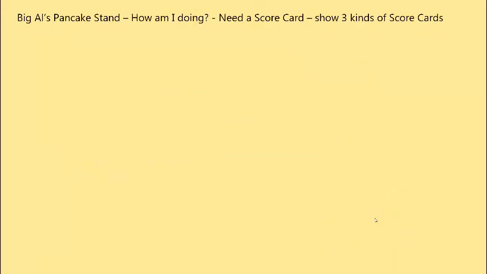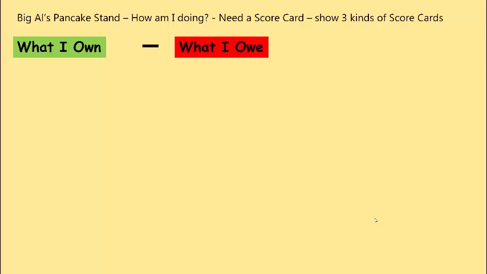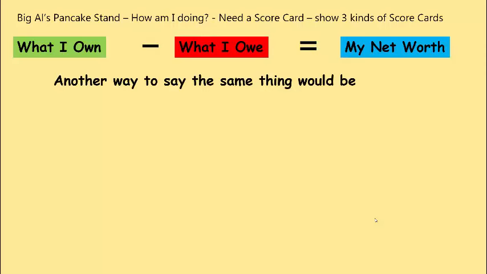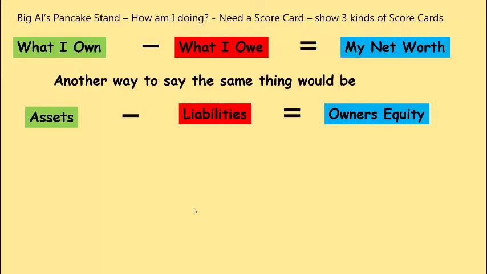Well, let's see. I need a scorecard, or maybe even 3 scorecards, to tell how I am doing. This is kind of a review before we get these scorecards, but here's the review of the accounting equation that we're going to use to see how we're doing. You should know by now that what I own minus what I owe equals my net worth. Another way to say the same thing would be assets minus liabilities equals owner's equity.